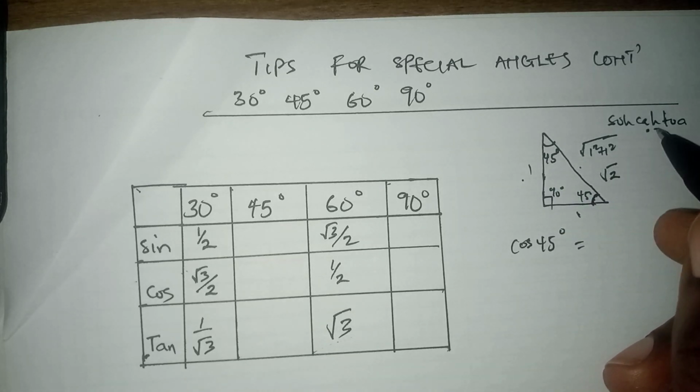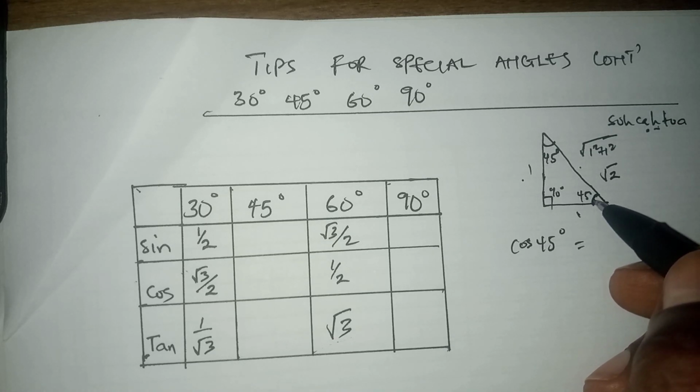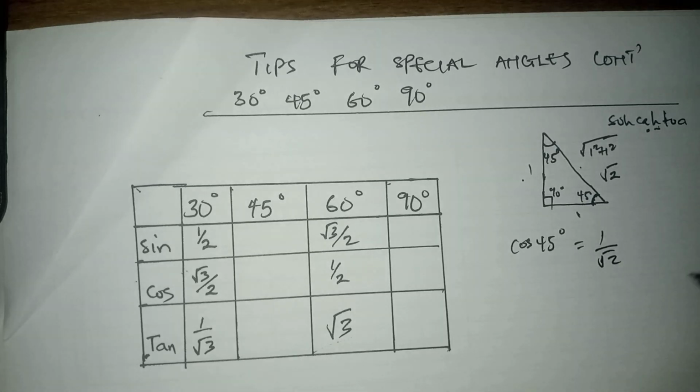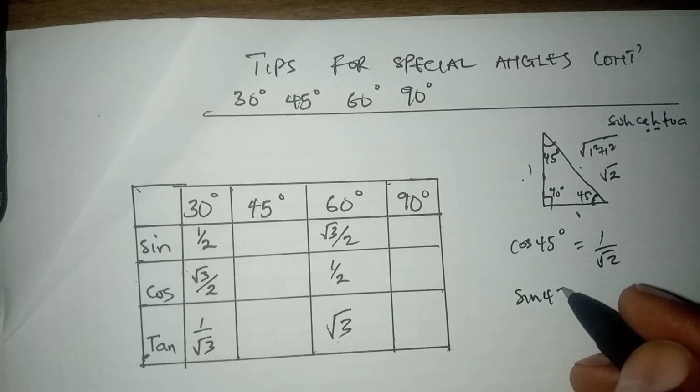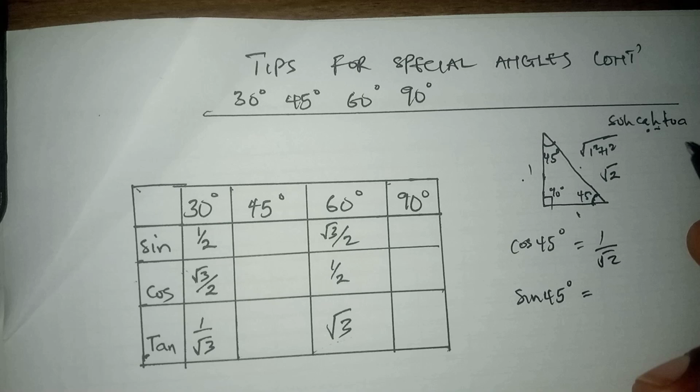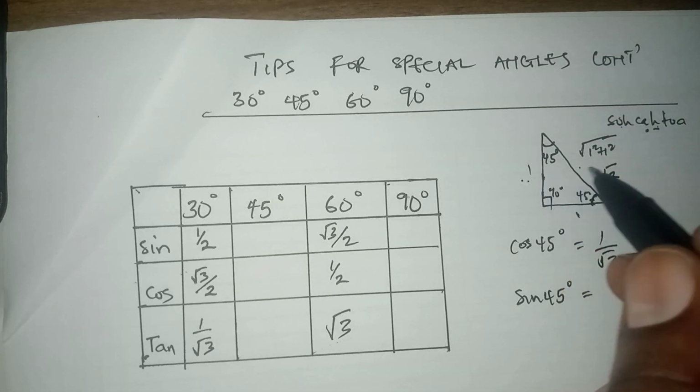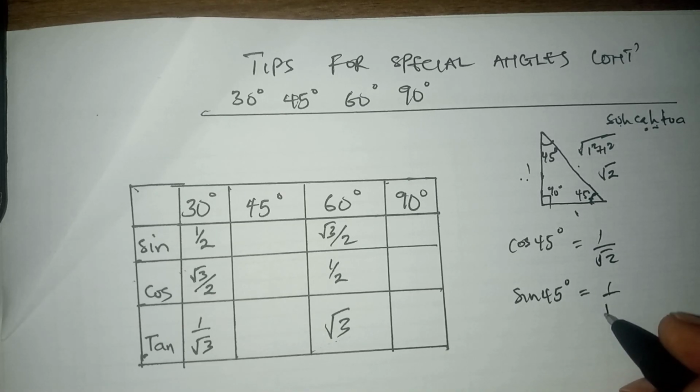So cos is adjacent over hypotenuse. What's the adjacent to this angle? This is 1 over hypotenuse, which is root 2. Then sine 45, which is opposite over hypotenuse. What's the opposite to this angle here? 1 over hypotenuse, which is root 2.